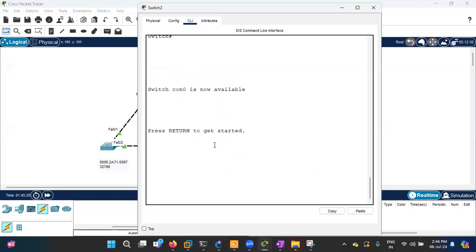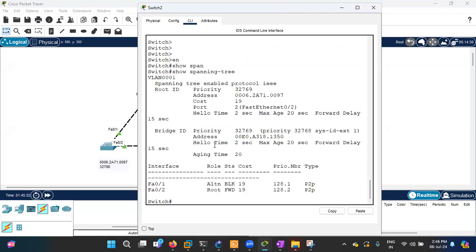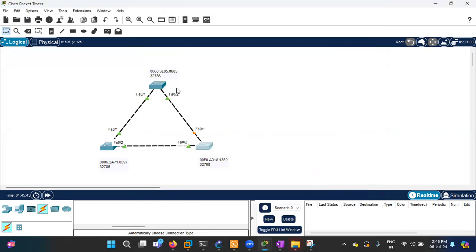And the third switch. So show spanning-tree. See, one is blocking. Role will be alternate and blocking. I will explain what it means. And the second port, port number 2, is the root port. See, this is the root port. Right? It's clear now. Clear? That's how it's blocking the redundant path. Correct.